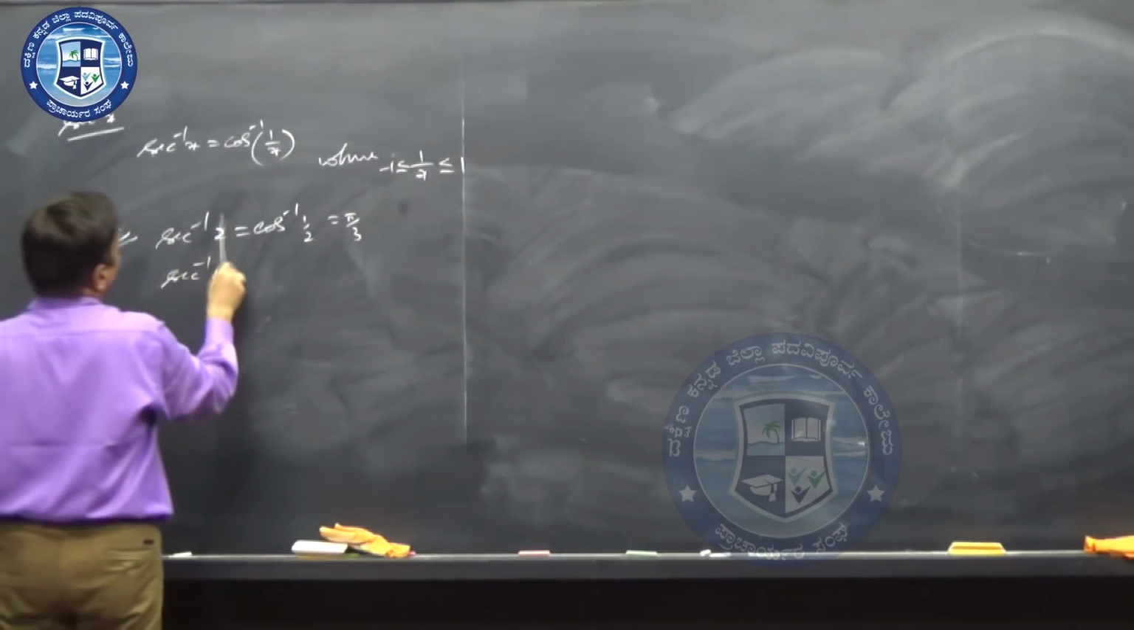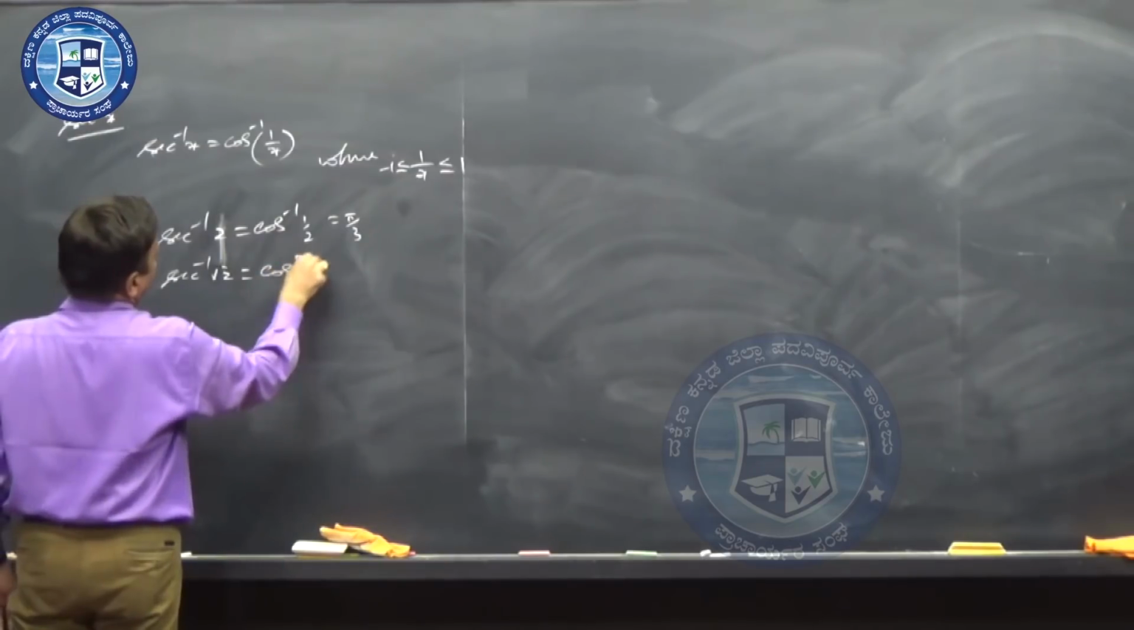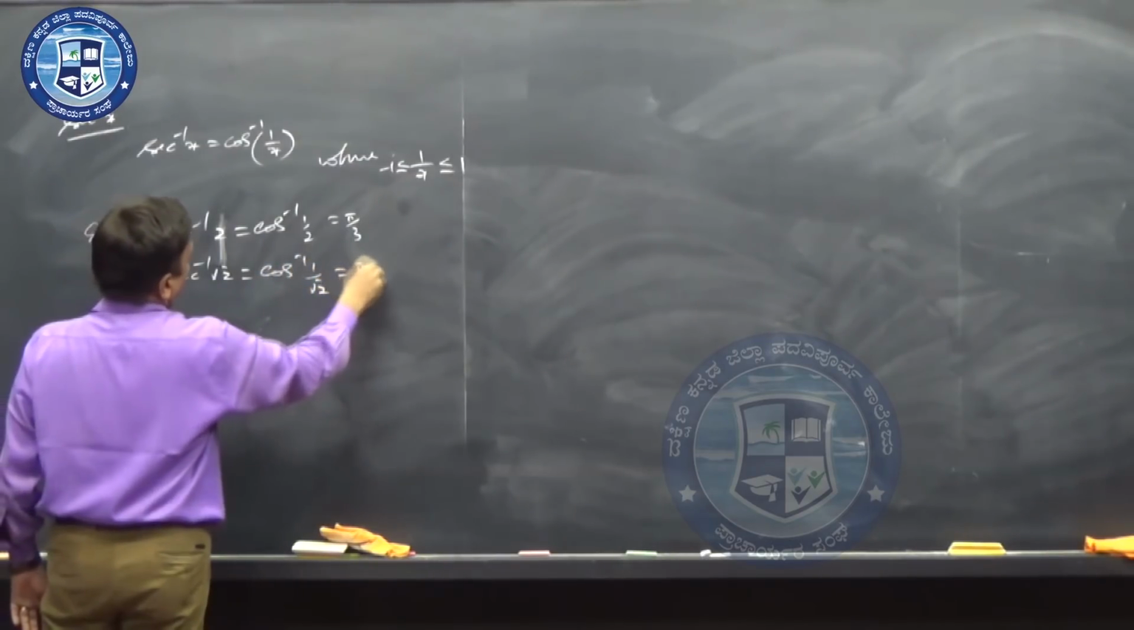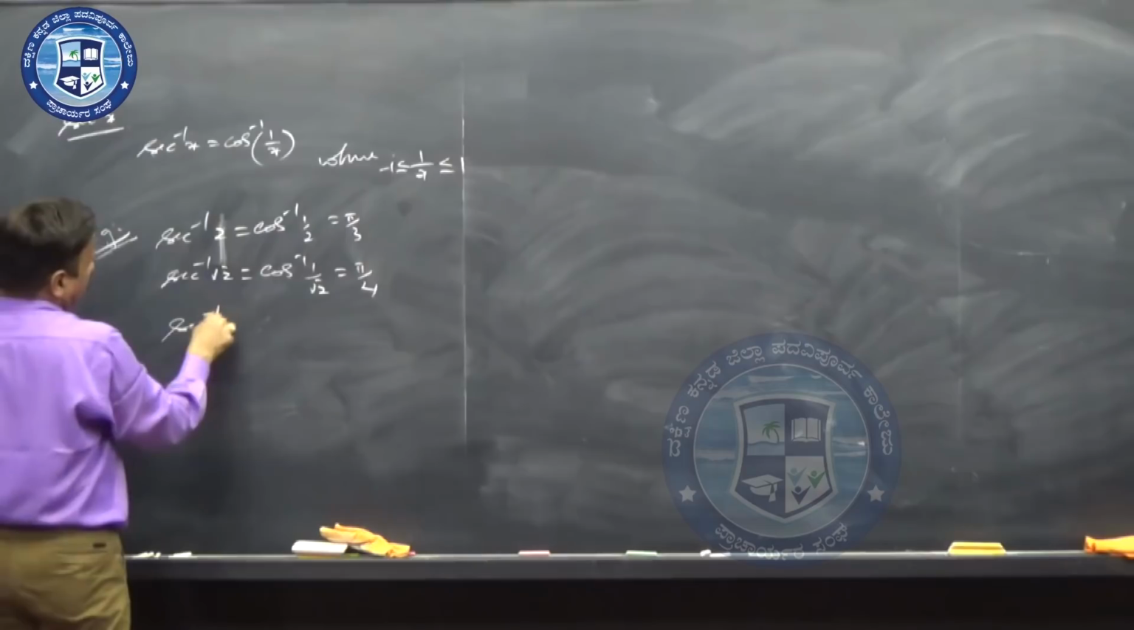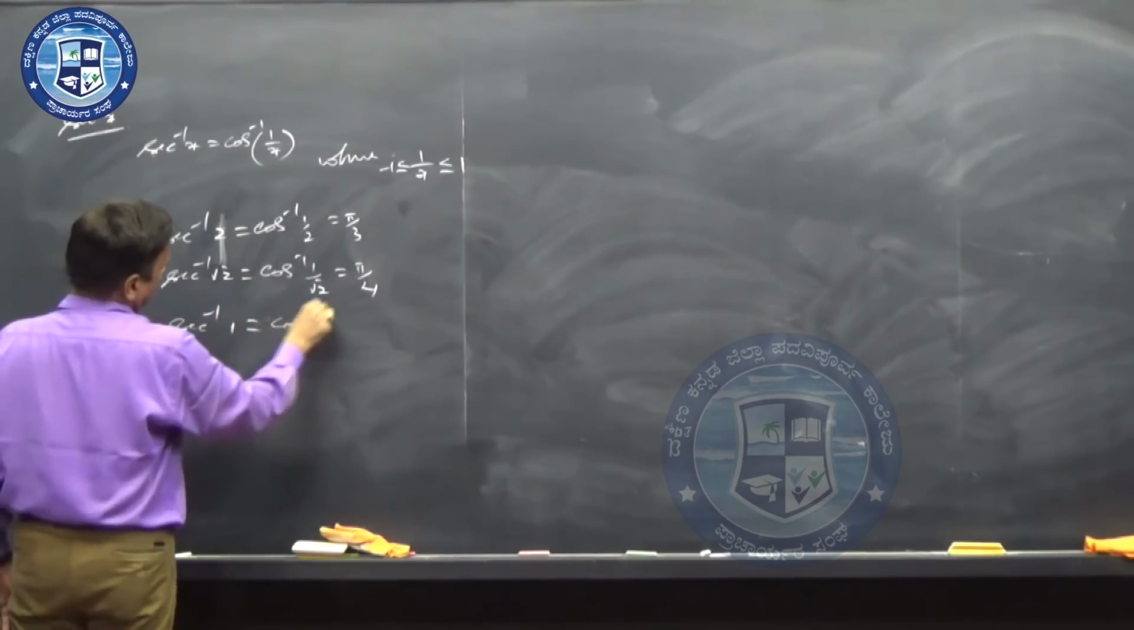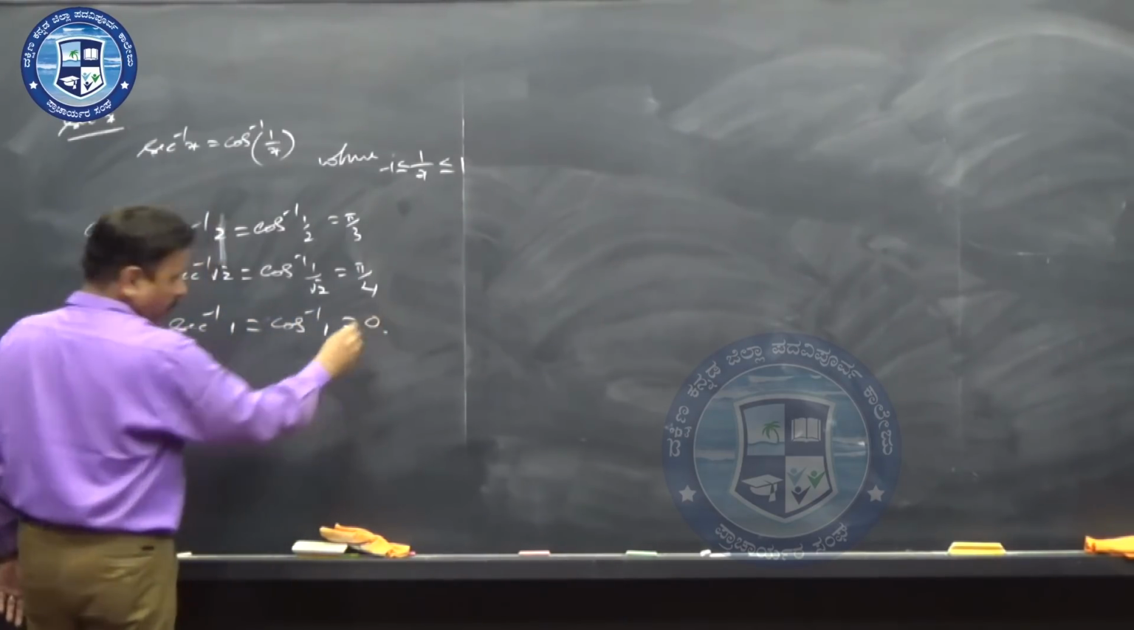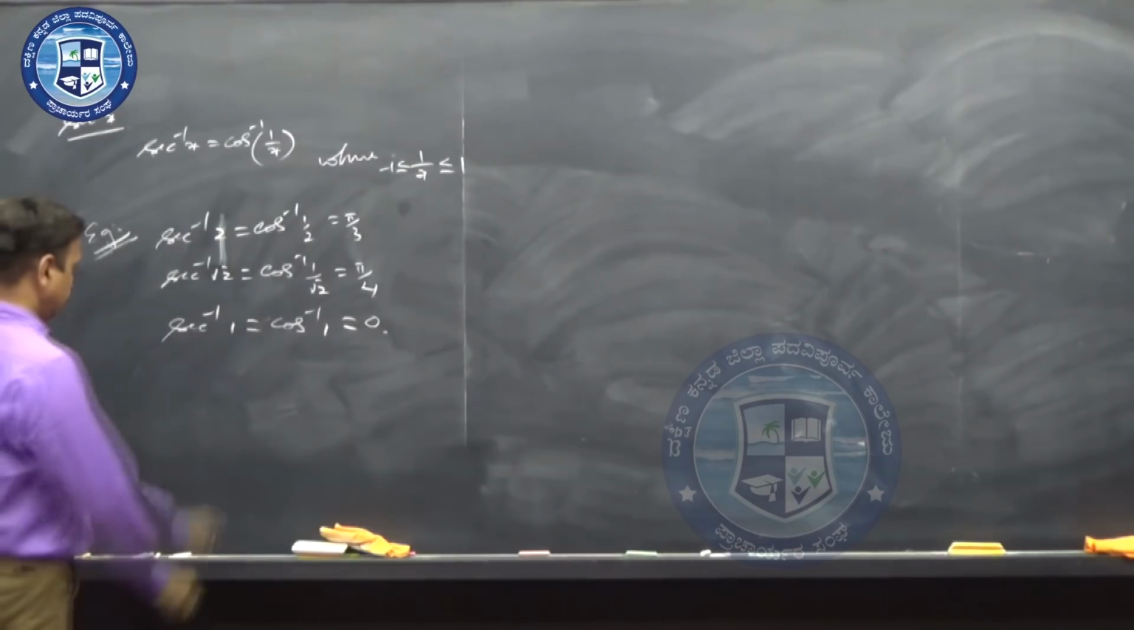Next, secant inverse root 2. That is equal to cos inverse 1 by root 2, which is equal to pi by 4. Next, secant inverse 1, that is equal to cos inverse 1. Cos inverse 1 is 0, cos 0 is 1.